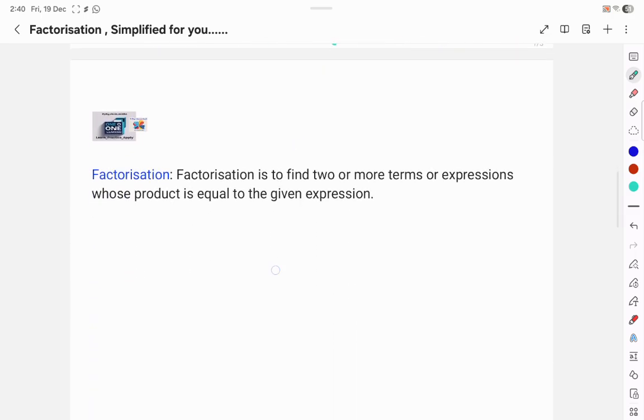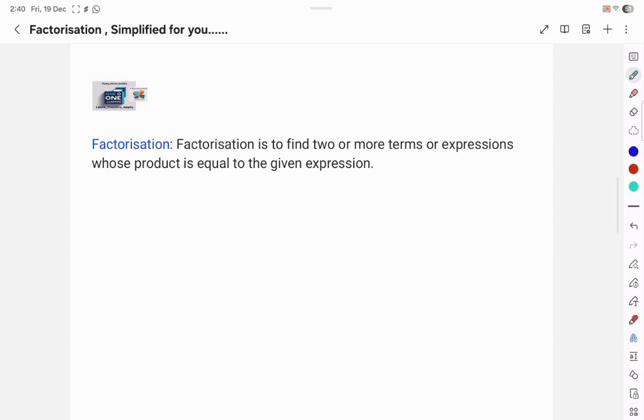Okay. So now let's come to factorization. As we have seen what factors are, now when you have a question like factorize and you have been given an expression, what we actually have to do is find two numbers or two terms whose product is equal to the given expression. Now see the definition of factorization. Factorization is to find two or more terms or expressions whose product is equal to the given expression.